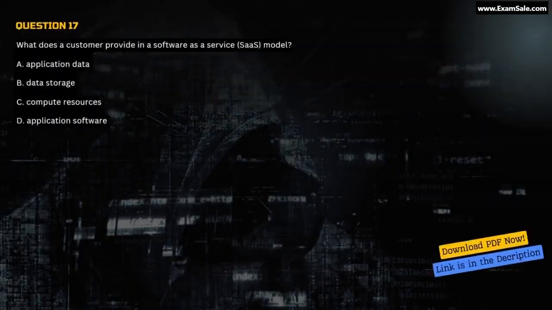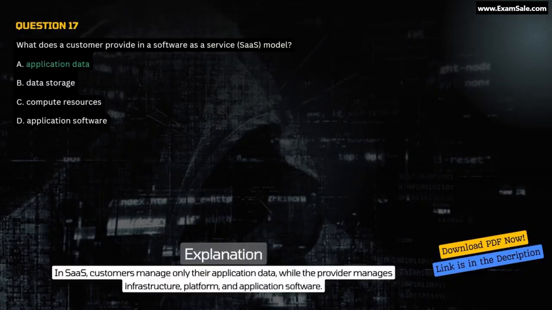Question 17. What does a customer provide in a software as a service, SaaS, model? A. Application data. B. Data storage. C. Compute resources. D. Application software. Correct answer A. Application data. Explanation. In SaaS, customers manage only their application data, while the provider manages infrastructure, platform, and application software.